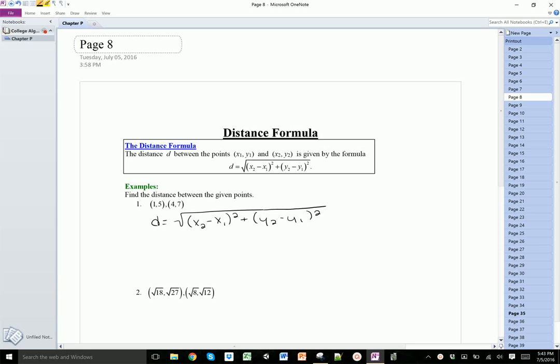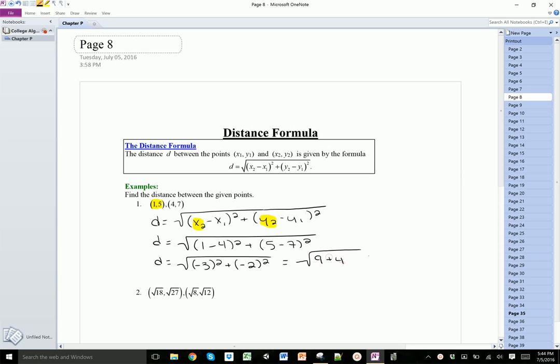So I will use these to be the first values, and then the other ones will be the second values. So d is equal to, so x1 I'm going to make 1, and then minus 4 squared plus 5 minus 7 squared. So d is equal to negative 3 squared plus negative 2 squared. So that is equal to the square root of 9 plus 4, or the square root of 13.